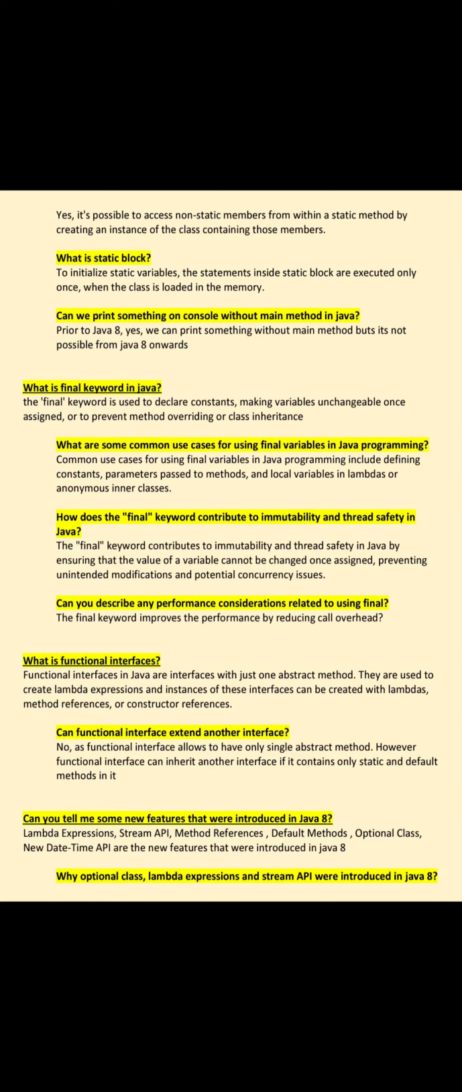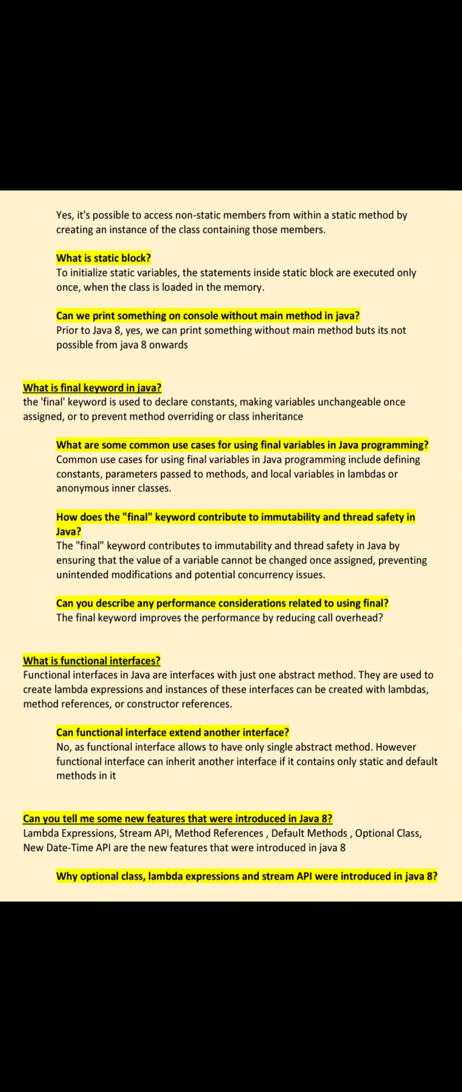What is final keyword in Java? The final keyword is used to declare constants, making variables unchangeable once assigned, or to prevent method overriding or class inheritance. What are some common use cases for using final variables in Java program? Common use cases for using final variables in Java programming include defining constants, parameters passed to methods, and local variables in lambdas or anonymous inner classes.